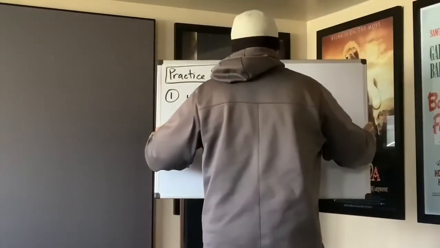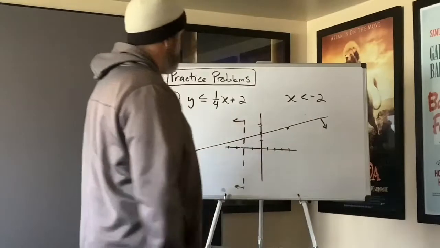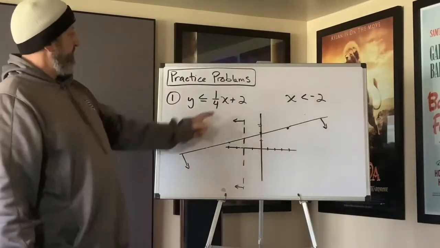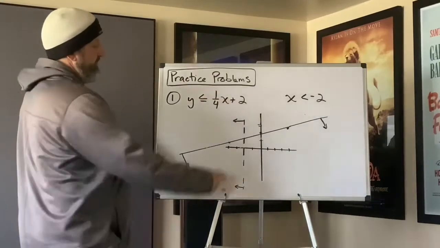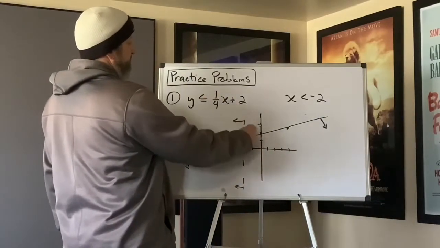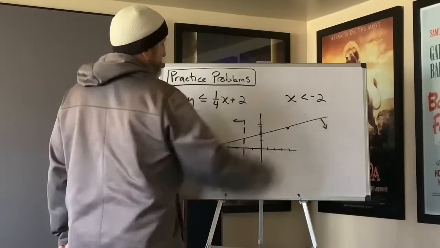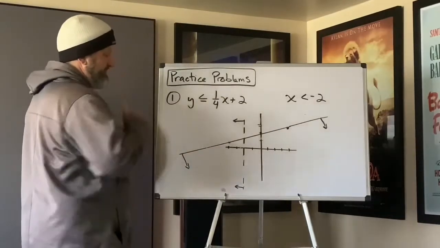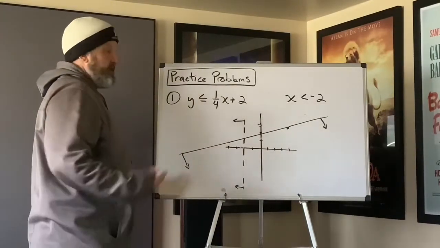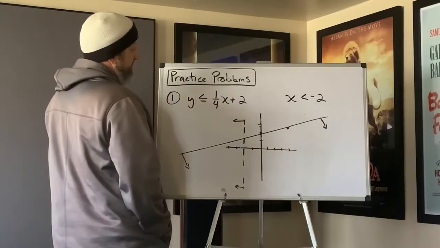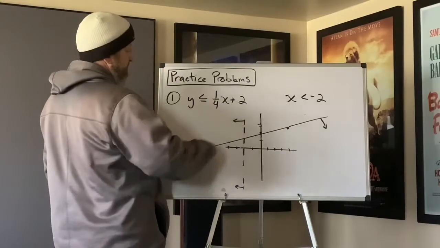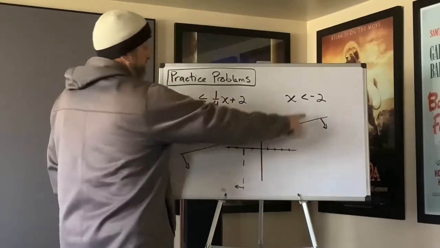Now, I haven't shaded it in yet because I wanted to show you what it looks like before I shaded. Okay? Y is less than or equal to 1/4 x plus 2. I go up 2, 1, 2. Slope, up 1 over 4, up 1 over 4. Have we done that enough this year? I would think so. But that's something you're going to do a lot next year, so you're getting ready for that. Okay? Now, it's a solid line because it's equal to, and we're shading everything less.